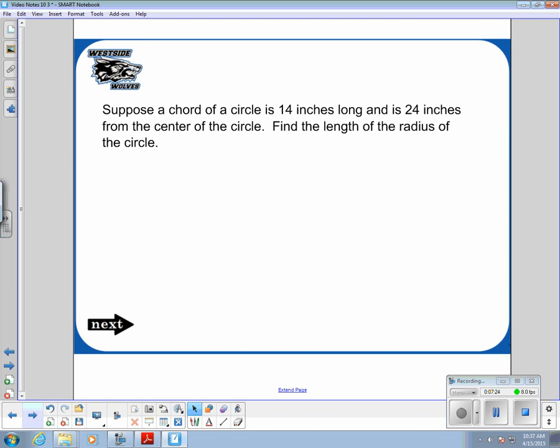All right, so here's the stuff that I'm going to teach you that I developed and learned. It says, suppose the chord of a circle is 14 inches long and is 24 inches from the center of the circle. Find the length of the radius of the circle. So pause the video, see if you can draw this picture, and then turn the video on when you're ready to see how it looks.